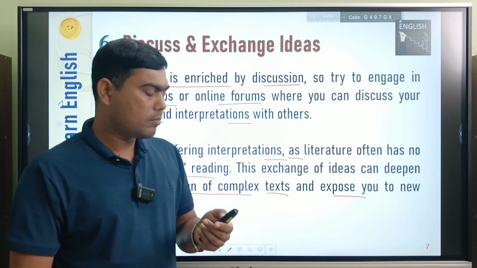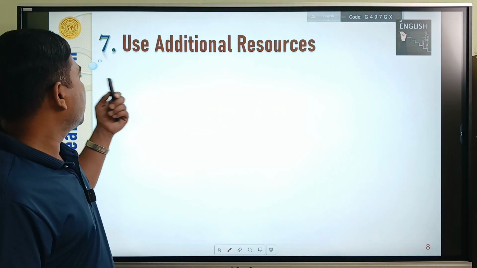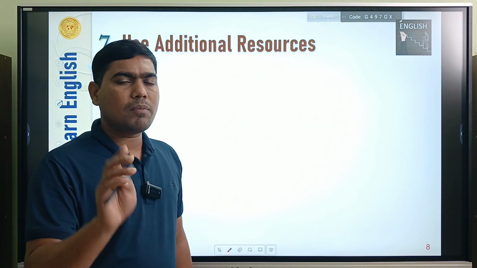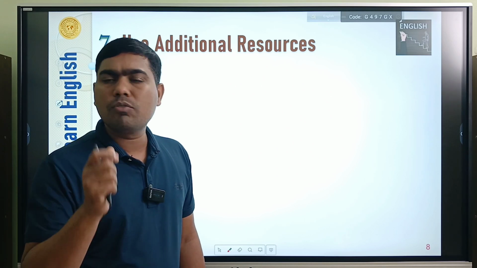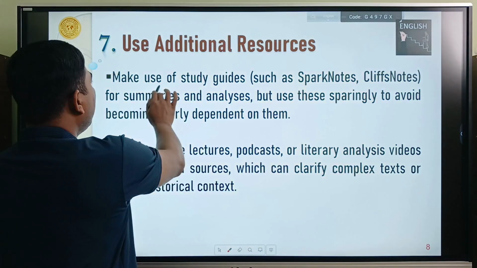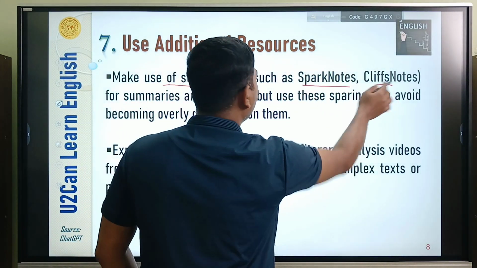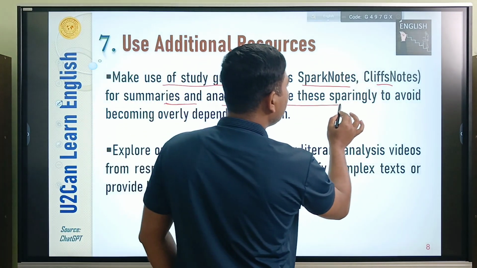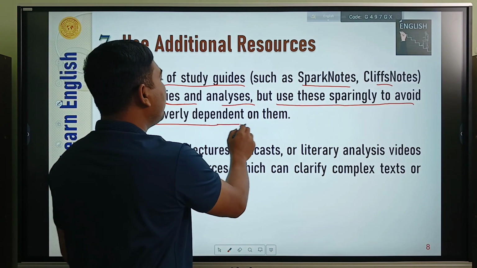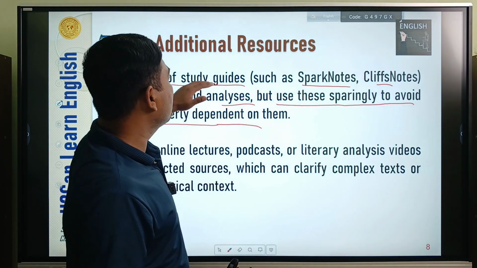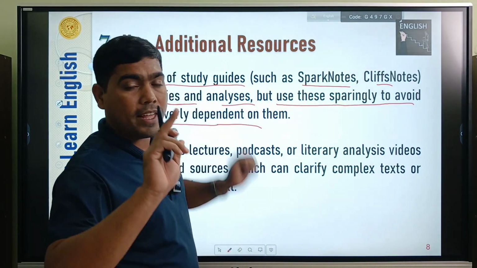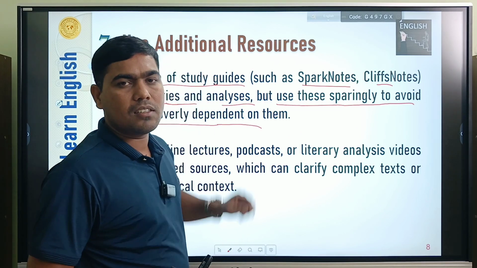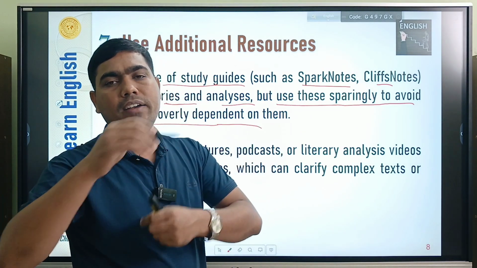Then in the seventh step, it is said that you should use additional resources. If you fail to understand a particular text just by reading it, you can take help from other resources. Make use of study guides such as SparkNotes and CliffsNotes for summaries and analysis. But be careful to use these sparingly to avoid becoming overly dependent on them. You can use them because they will help you in understanding the texts, but don't avoid the texts. If you become totally dependent on study guides, you will actually narrow your understanding.